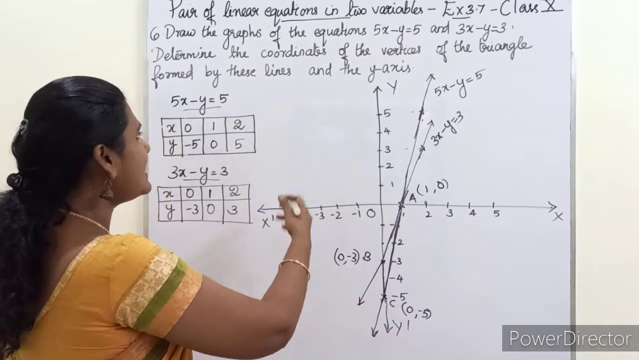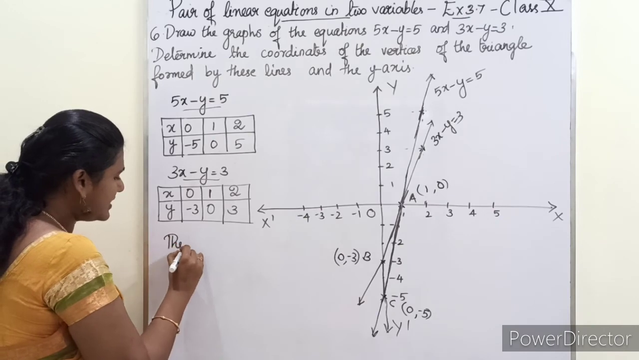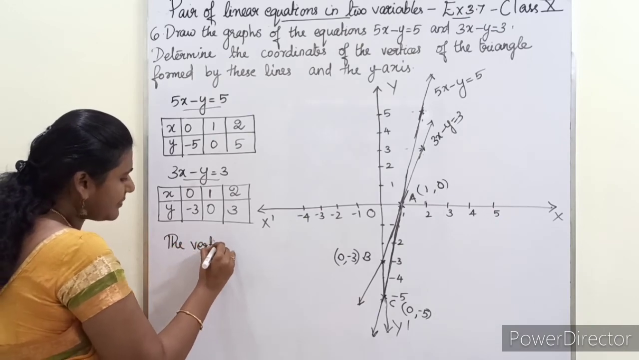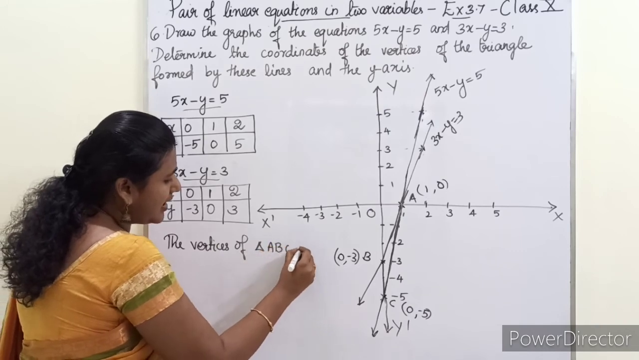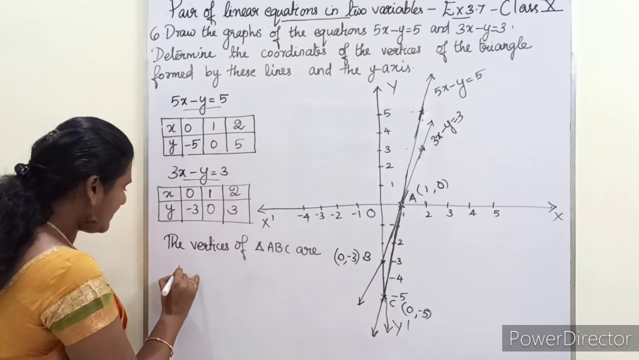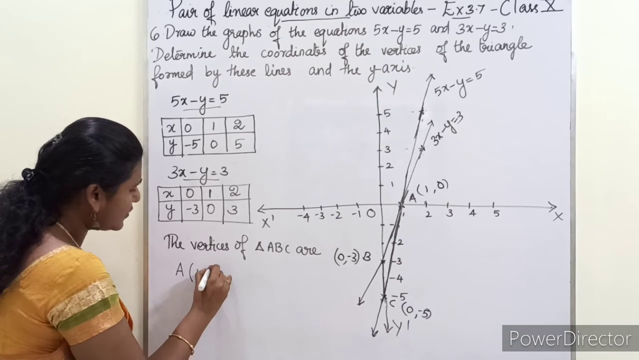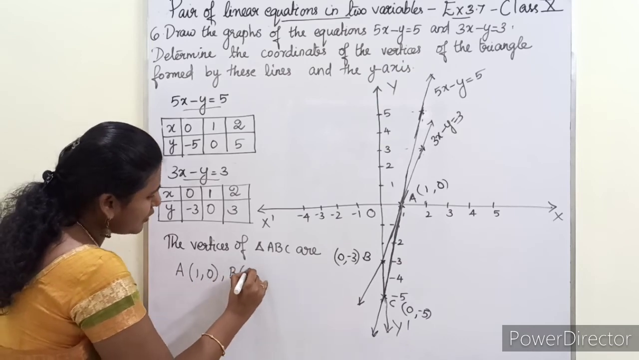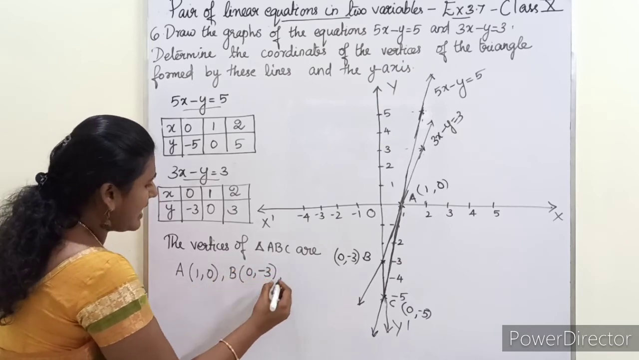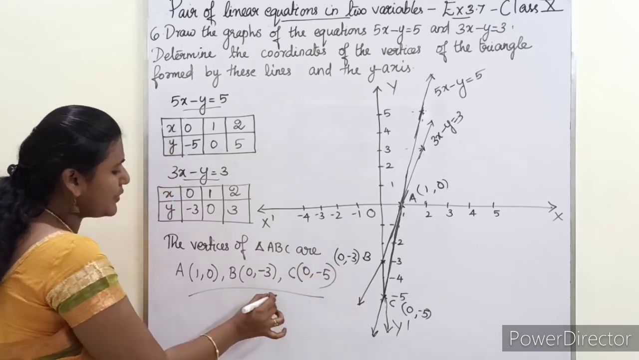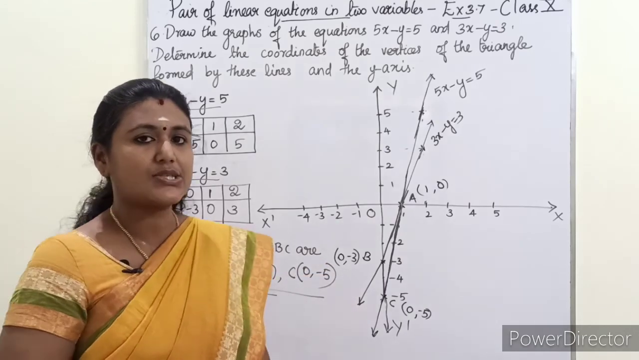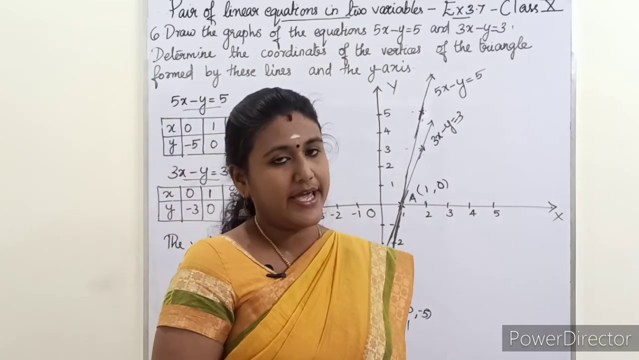Okay, so the vertices of triangle ABC are: A is 1, 0, B is 0 comma minus 3 and C is 0 comma minus 5. So this is how you have to find the vertices of the triangle ABC.